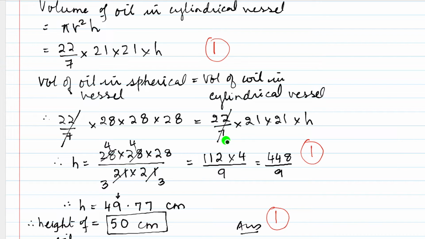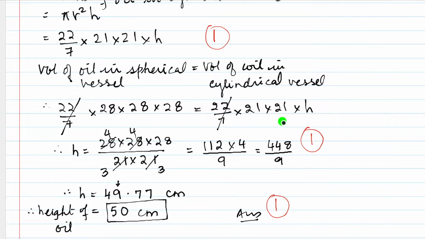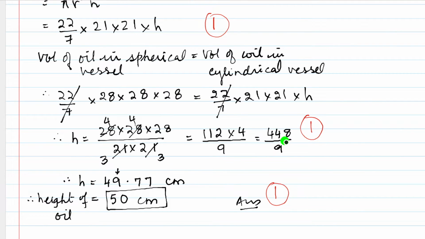22 upon 7 gets cancelled from both sides. You can keep this in terms of pi also, not a problem. And then h will be equal to this 21 into 21 goes that side. So it will come 28, 28, 28 multiplied divided by 21 into 21. 7 3s, 7 4s, 7 3s and 7 4s. So we have 28 into 16 or 28 into 4. That is 112 into 4 upon 9 and that becomes 4 2s 8, 4 1s 4, 4 1s 4.